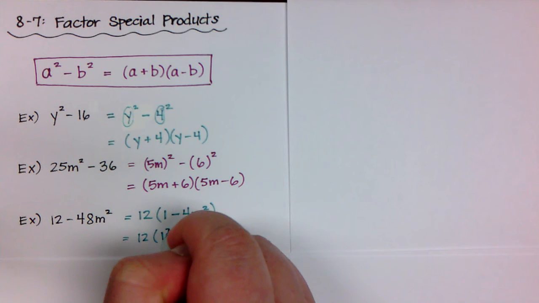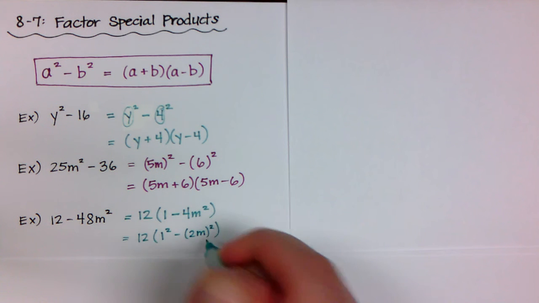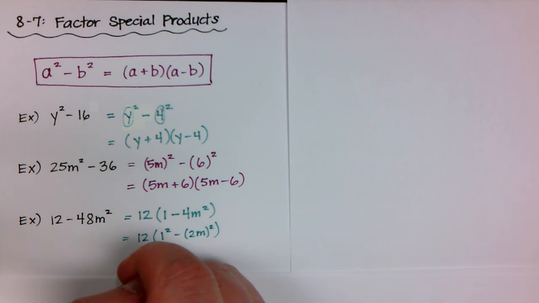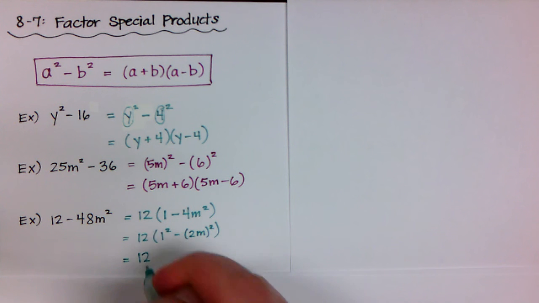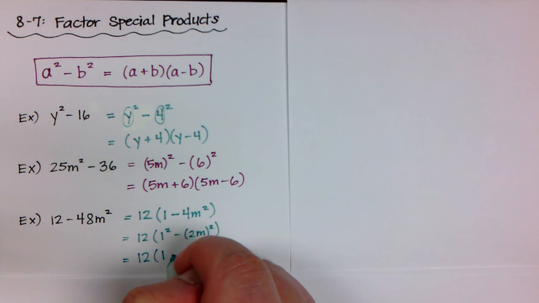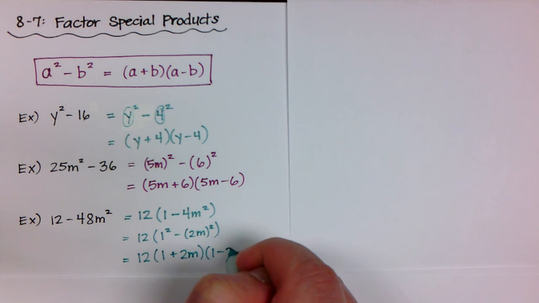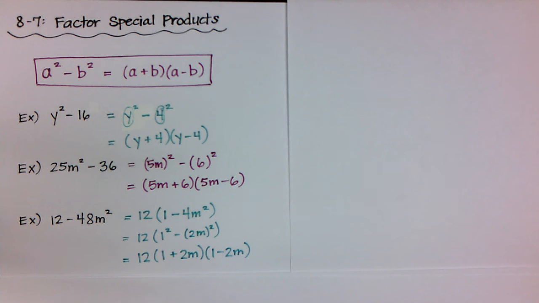That's the same as 1 squared minus (2m) being squared. So if I'm going to finish this off by writing it just like the rule, that's the same as 12 times, in parentheses, (1 plus 2m) times (1 minus 2m). And I'm done.